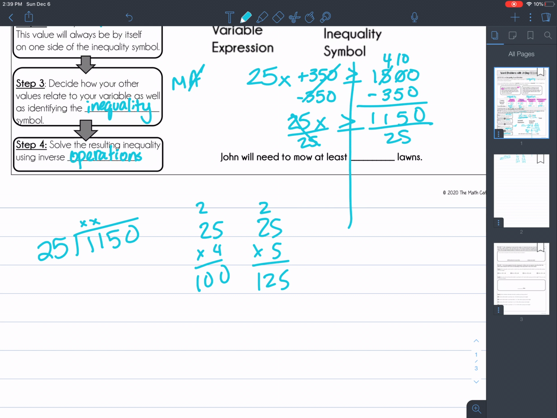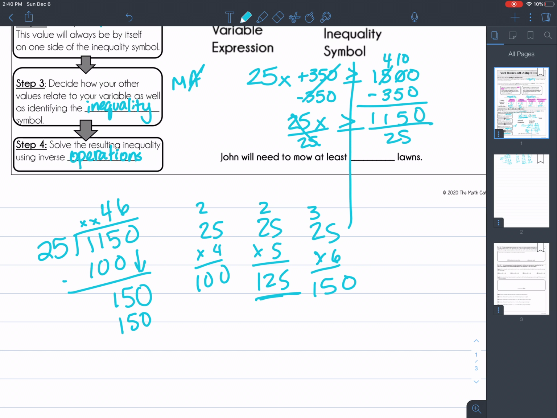Yeah, so times 5 is too much. So I know I'm going to make 4 here. That will give me a remainder of 15. And once I bring down my 0, I can keep counting 25s. But I can also say I'm pretty close here with this 125, so I can just go up 1. And I get 150 exactly. And I have a remainder of 0, so I can stop here.